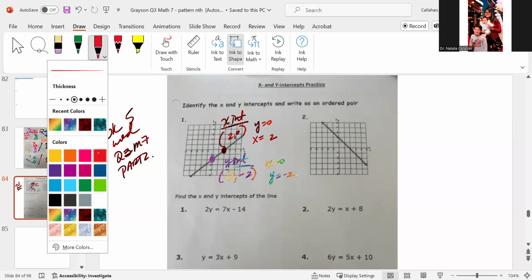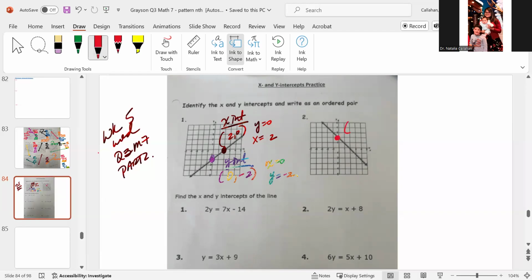All right, let's go on to the next one. Where is the x-intercept? Great, so label it. Label and write it down on the side. You should put x-intercept 2, 0, y-intercept 0, 2.